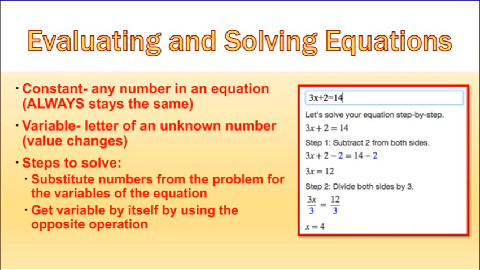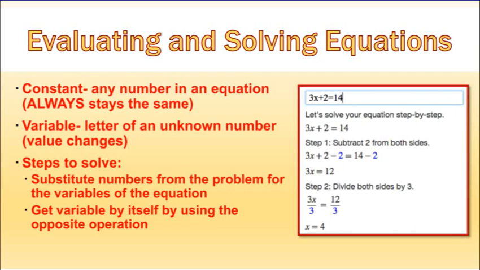So, steps of solving. You want to substitute the numbers from the problem for the variables in the equation. And then you get the variable by itself by using the opposite operation. You can see in the box, solving for x: 3x plus 2 equals 14. To solve this one, you want to do the opposite. So they're subtracting 2 on both sides.